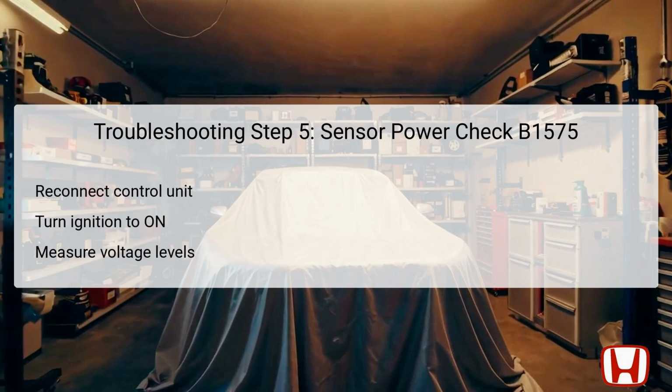In the final troubleshooting step, you will execute a power circuit check for the automatic lighting sensor. Start by reconnecting the automatic lighting control unit's 14P connector. With the ignition turned to lock, then back to on, measure the voltage between the specified test points of the automatic lighting sensor. The expected voltage should be approximately 5 volts.